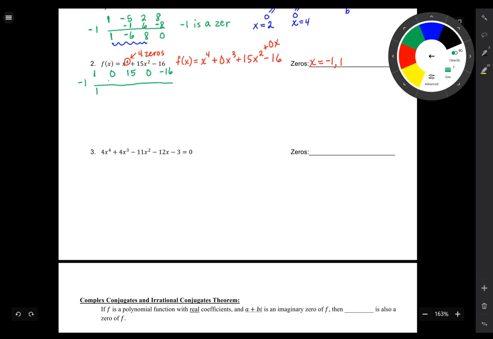So bring down the 1. 1 times -1. Multiply. It's a positive 16. 16 times -1 is -16. And that gives you a remainder of 0. So -1 is a 0.